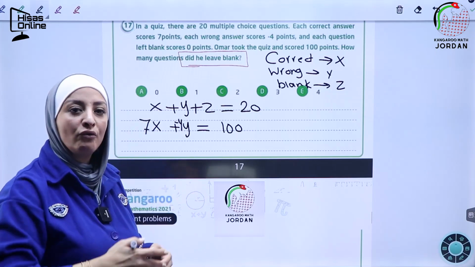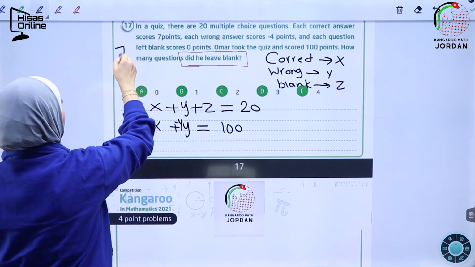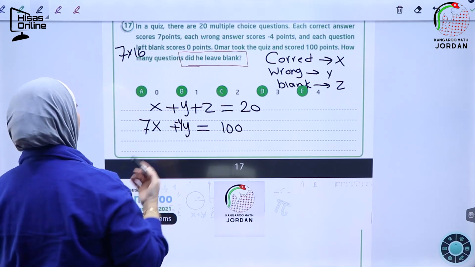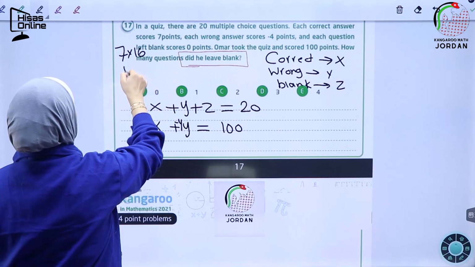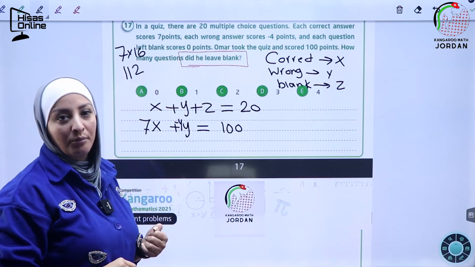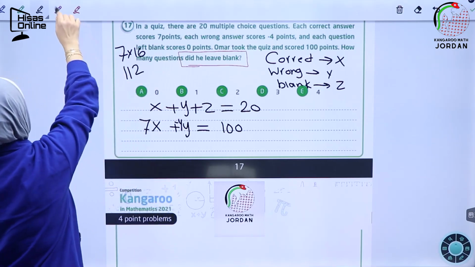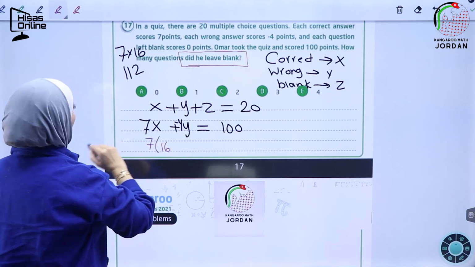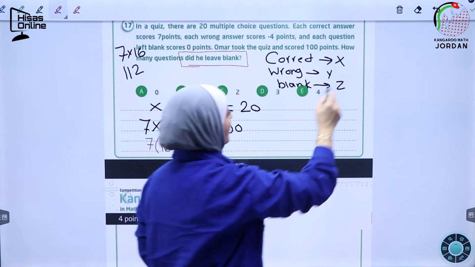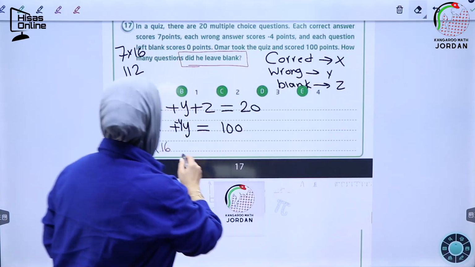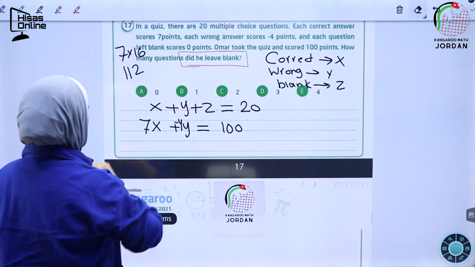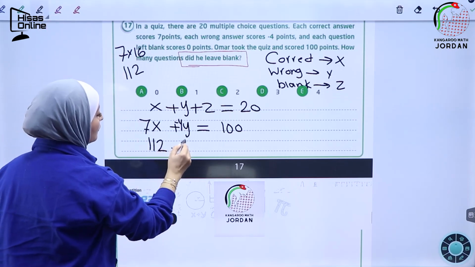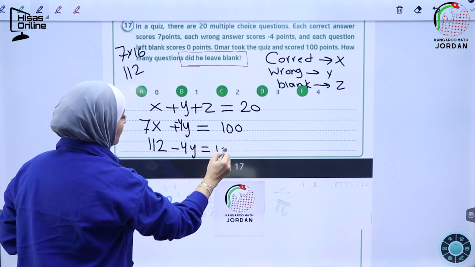So let's go over more. Let's say it is a 7 times 16 question. Let's assume he got 16 correct questions. That gives you 112, which is a good option. In this case, we will write 7 times 16, or let's write the answer directly in order to have it fast. So this is 112 minus 4y equals 100.